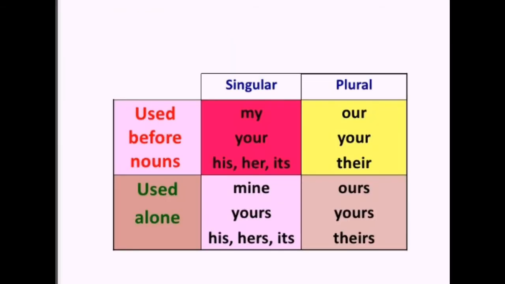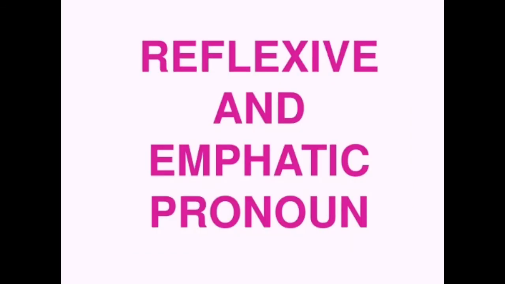Okay, so basically when used before nouns, singular would be my, your, his, her, its. Plural would be our, your, their. When used alone, or जब alone use होंगे pronouns, then mine, yours, his, hers, its, and plural would be ours, yours, theirs. Okay. So this is how possessive pronouns would be used. If used before nouns, different. Used alone, different. Now let's talk about reflexive and emphatic pronouns.